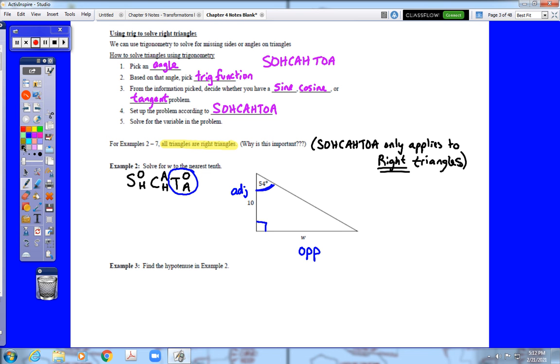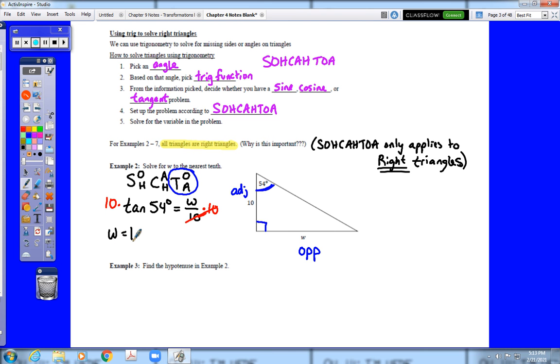So we're going to write out our equation. Our equation is always tangent of the angle, 54 degrees, equals opposite over adjacent, which would be W over 10. Then to solve that equation, we need to get rid of the fraction, which requires us to multiply both sides by 10. When we multiply both sides by 10, we get that W equals 10 times the tangent of 54 degrees, and we're going to put that into our calculator.